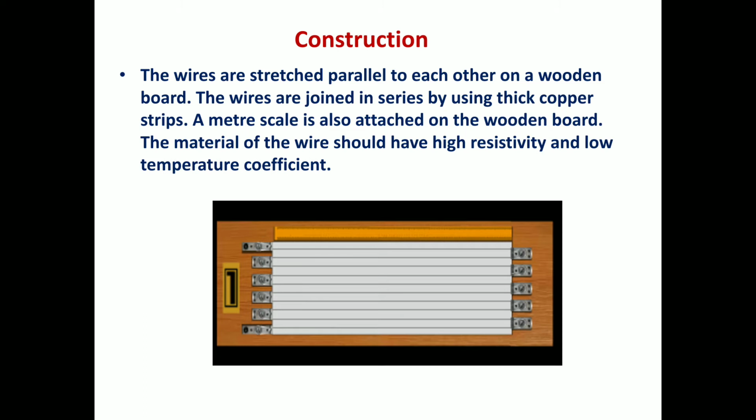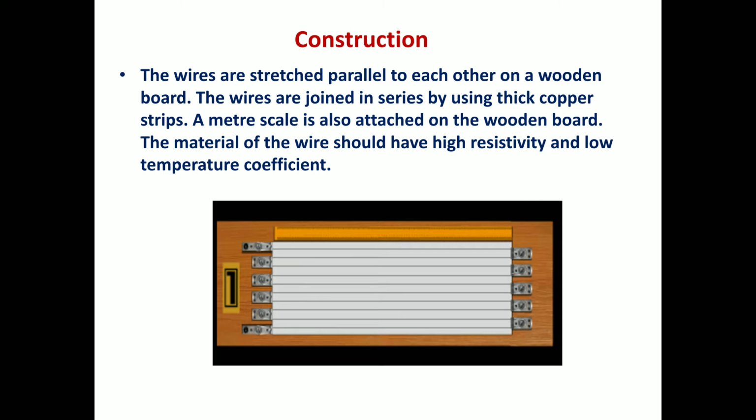Now the question is, why are we using copper strip? The same thing was there in the Wheatstone bridge. So why are we using copper strip? Because it offers negligible resistance. Then there is a graduated meter scale through which we can measure the length at the null point or balancing point.